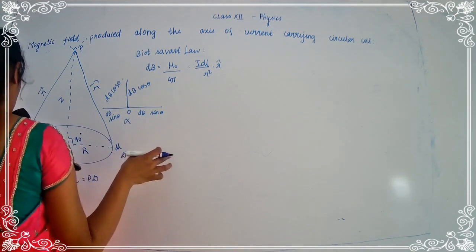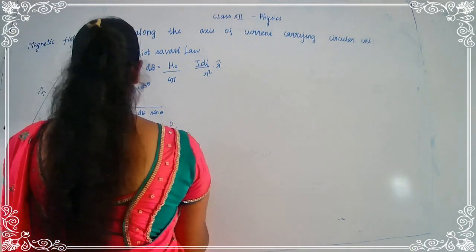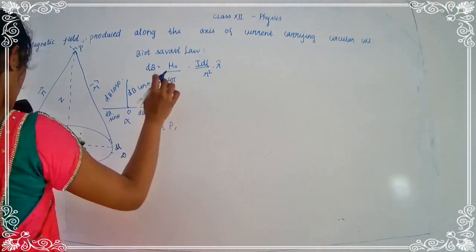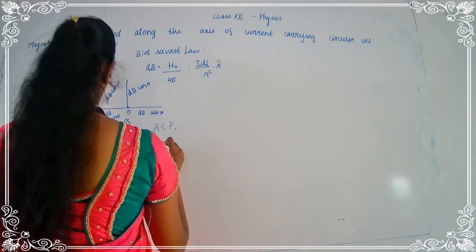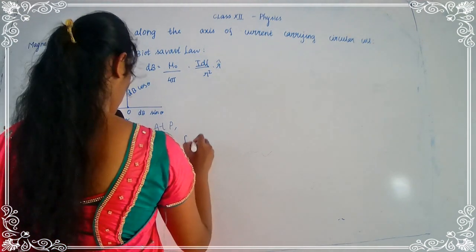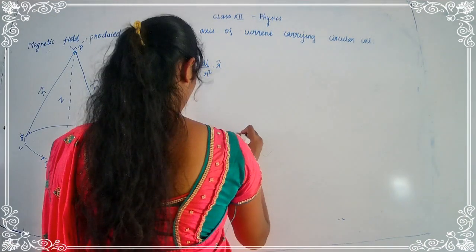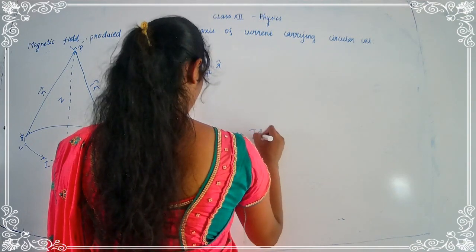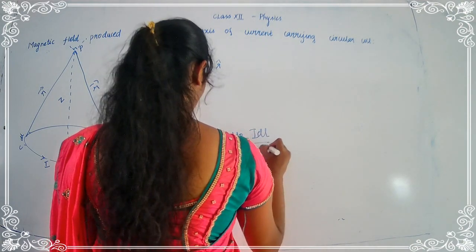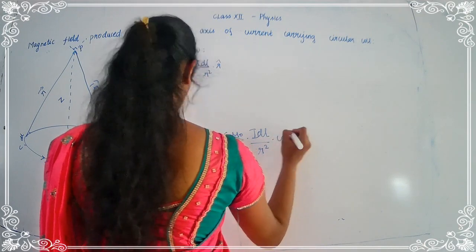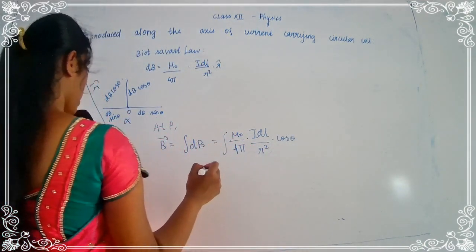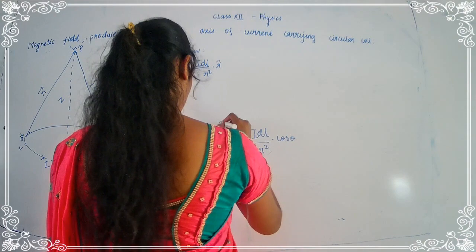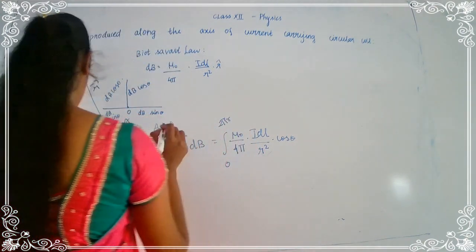Now at the point P, what happens? At the point P, apply the Biot-Savart law, that is B vector is equal to dB equal to mu naught by 4 pi into I dl by r square into cos theta. Here it is a circumference, so the limits are 0 to 2 pi r, okay, right.